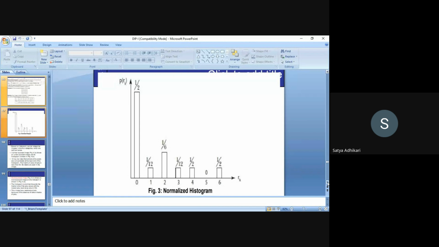For 2, the probability of getting 2 is, no, 2 by 12, I think, 2 by 12, because 2 occurs twice. So 2 by 12 is 1 by 6. So the probability is 1 by 6, and 5 is an impossible event. There is no chance to get 5. So its probability is 0, and it is a normalized histogram.